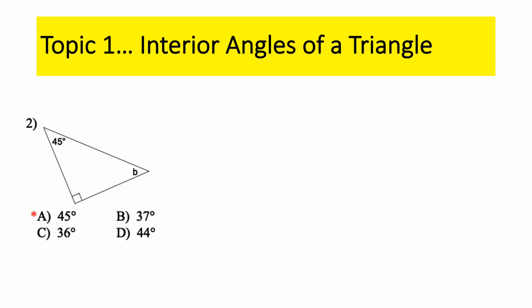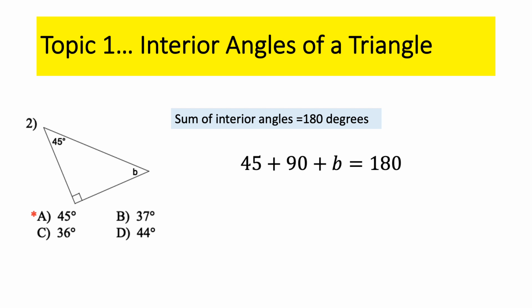Sometimes it looks like they only give you one angle, but notice this is a right triangle, so that little square there indicates that that angle is 90 degrees. So in fact, it's the same problem. They've given you two angles, asking you to solve for the third. Same procedure. The sum of all interior angles of a triangle add up to 180 degrees. So take the two that you're given.